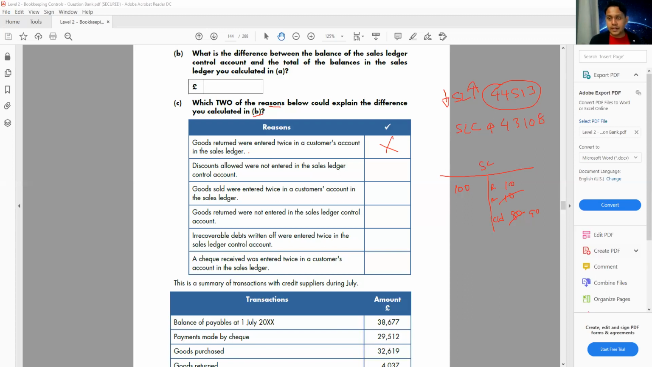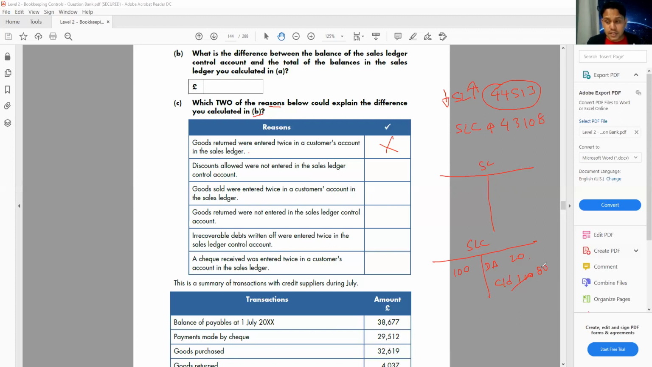Then the next one we have here is discount allowed not entered in the sales ledger control account. Let's do the same example. Let's say we have 100, and discount allowed was not entered in the sales ledger control account. That means I forgot it completely in the sales ledger control. Now my balance is also 100 here. Now if I forgot one discount allowed, that's supposed to come on the credit side, isn't it? Let's say my discount allowed, if I remember now, is 20, so my new balance will be 80.